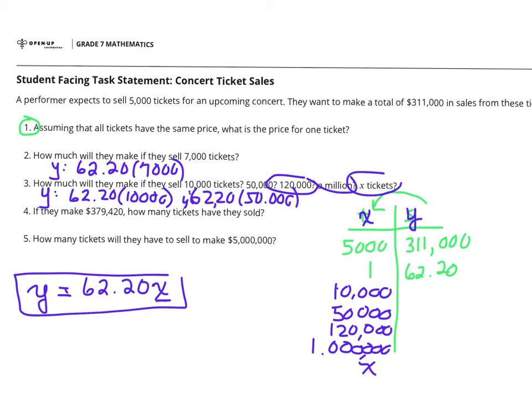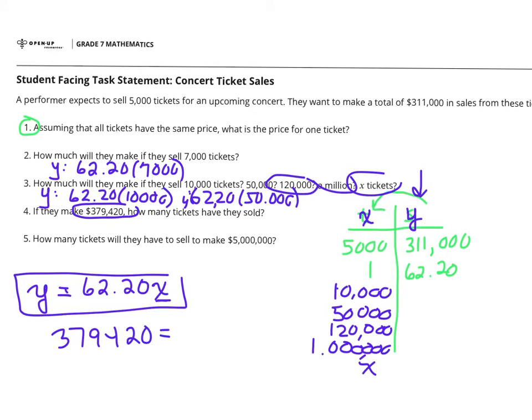Now the next question, question number 4, is a little bit different. Question 4 says, if they make $379,420, how many tickets have they sold? Well, in that case, the Y is the amount of money that they made, right?